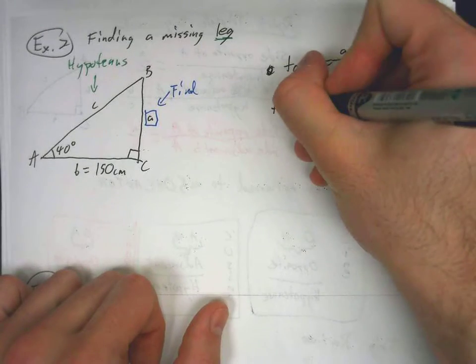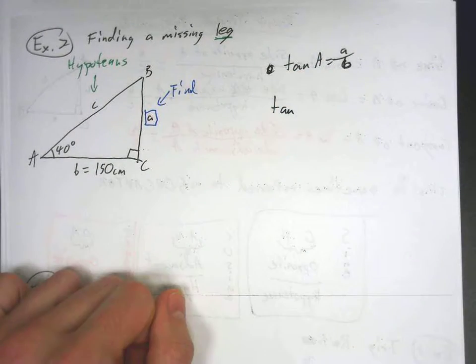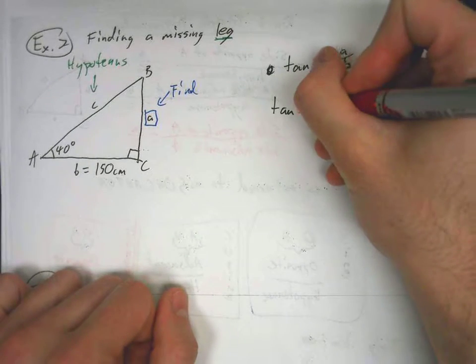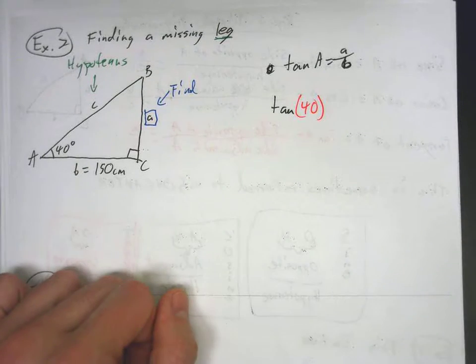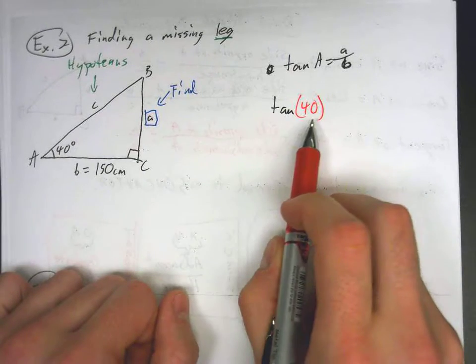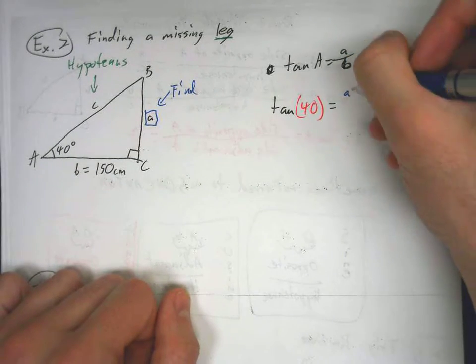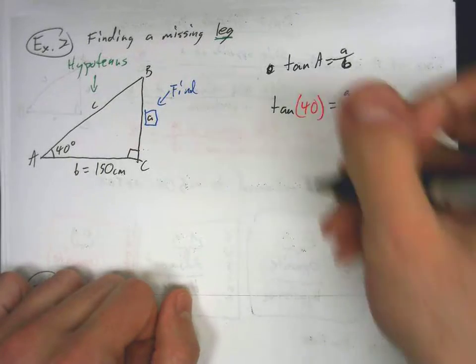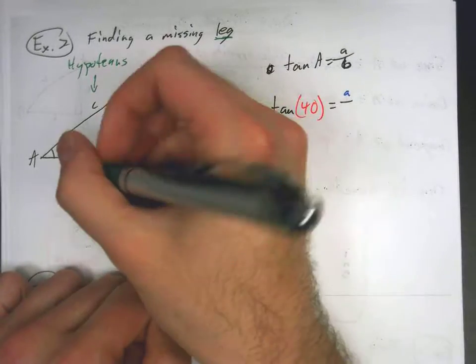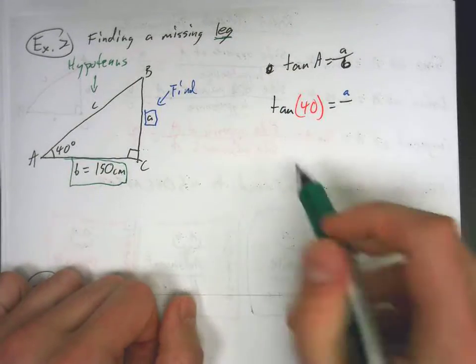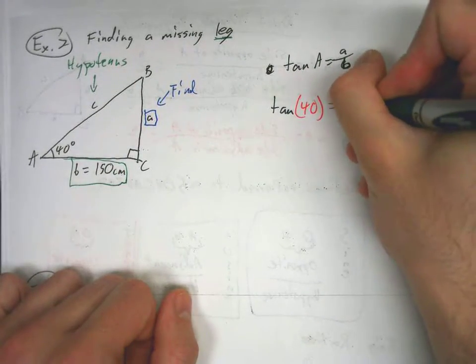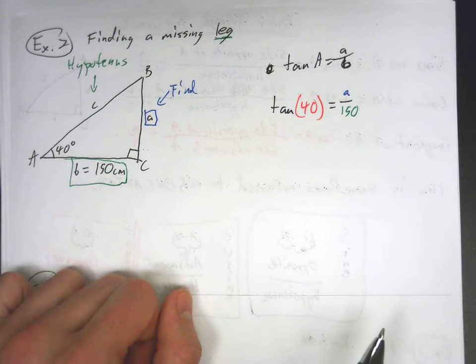We know what angle A is. We know that angle A is 40 degrees, so I'm going to put that in there. So it's tangent of 40. I'm putting that in parentheses because when you plug it into the calculator, that's generally how you need to plug it in. This is going to equal, we're looking to find A. We don't know what A is, and that is over our B value, which I'm going to make green. Our B value is 150 centimeters, so we're going to write in 150 there.